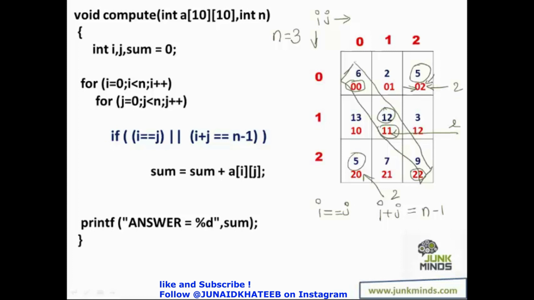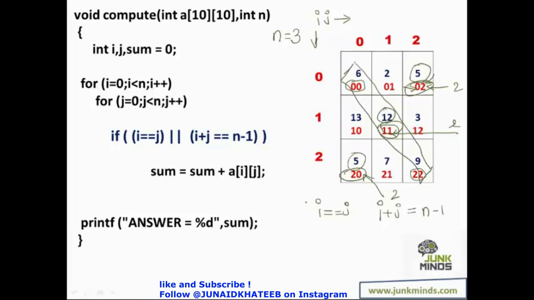0 plus 2 is 2. 1 plus 1 is 2. 2 plus 0 is 2. So what I found is on the other diagonal, whenever I add the values of i and j, I get n minus 1, where n is the order of the matrix.